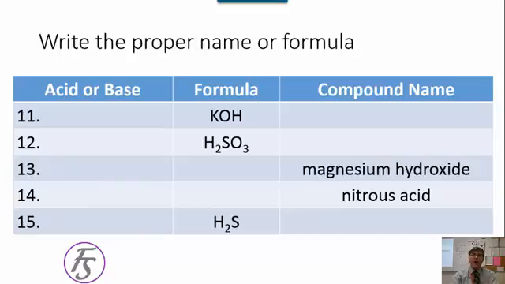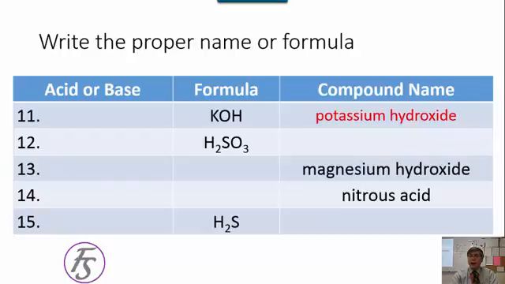The first one, KOH, we should know from our ionic naming rules that we just name the metal and then name the polyatomic ion. So the metal here, K, is potassium, and the polyatomic ion is hydroxide, since our metal doesn't have any Roman numerals associated with it. So potassium hydroxide.